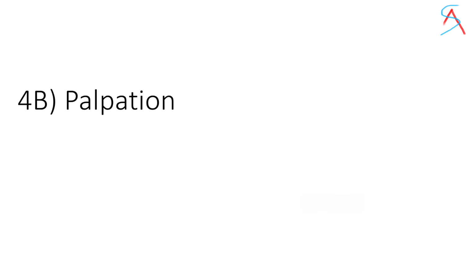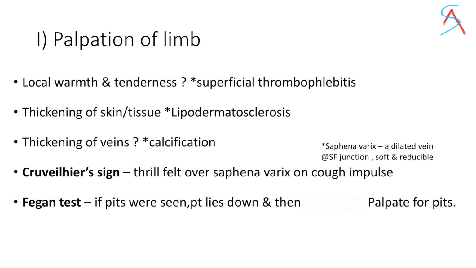Then we have to do the palpation. In palpation, we have to look for any local warmth or any tenderness which could be there in superficial thrombophlebitis. You have to look for any thickening of tissue or skin which would be there in lipodermatosclerosis. You have to look for any thickening of vein which could be there because of calcification. Just to tell you one more time that these all three are the complications of varicose vein.